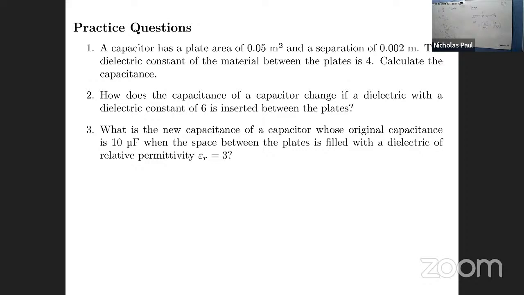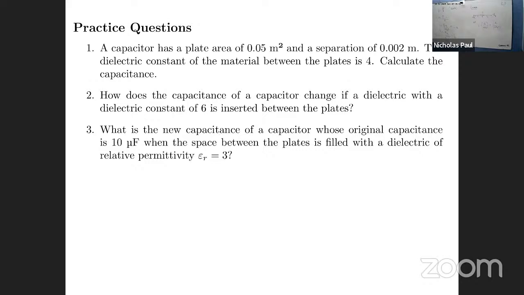Justin, have you got the answer? How does the capacitance of a capacitor change if a dielectric with a constant of 6 is inserted between the plates? So what will happen if instead of 4, it's supposed to be 8?